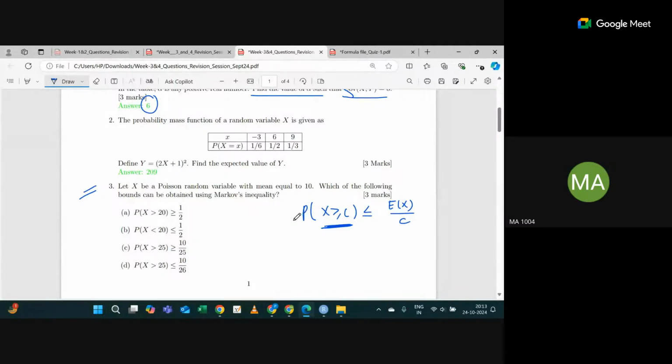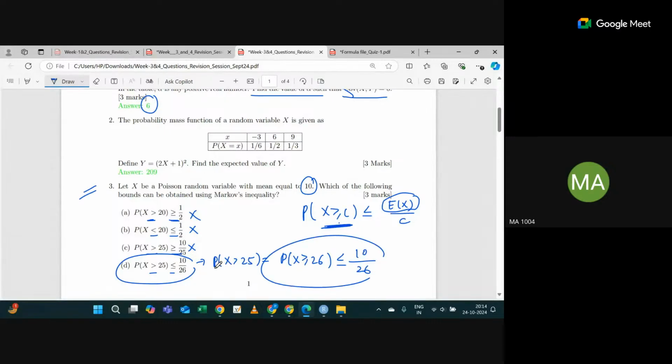Okay. See, first of all, apply the smart approach. Both of these are greater than signs, right? In Markov inequality, one is greater than, the second one is less than. If one is less than, one should be greater than. This is true, and I will tell you why. Probability x greater than 25 means I can write probability x greater or equal to 26, yes or no? And this will be less or equal to expectation of x. In Poisson, what is the expectation? Lambda, 10. So 10 by 26. Is that clear?